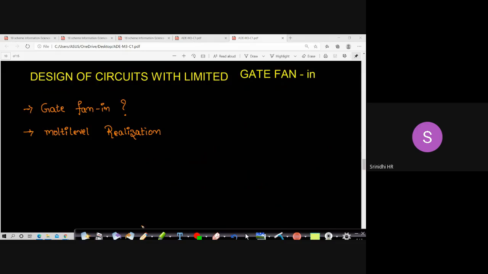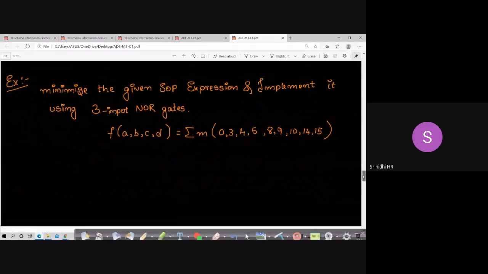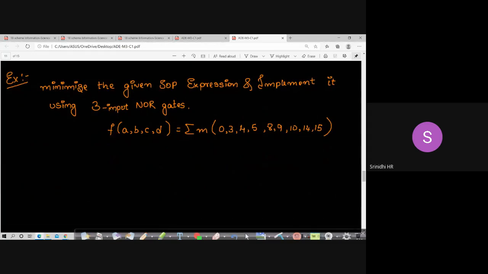Any concept can be explained only with the help of examples, so let's take up a small example. Minimize the given SOP expression and implement it using three-input NOR gates. This is what the question here is.